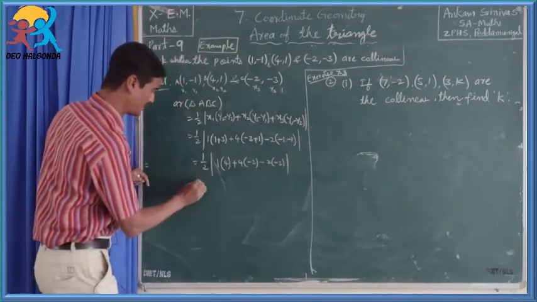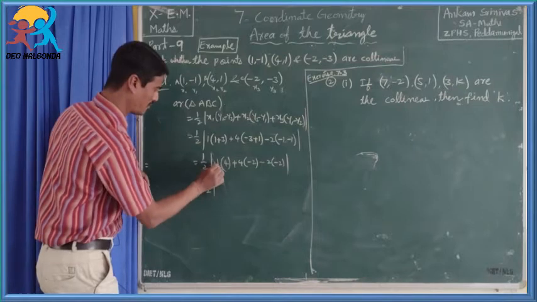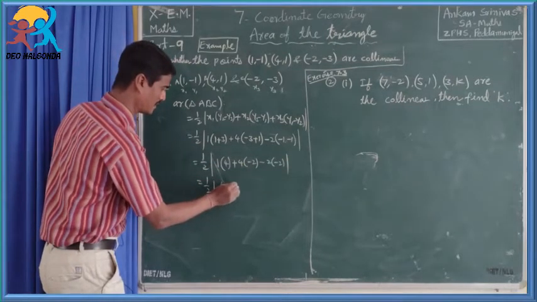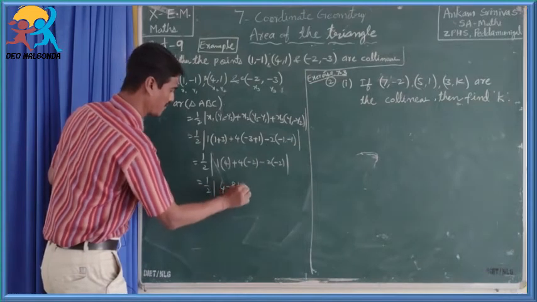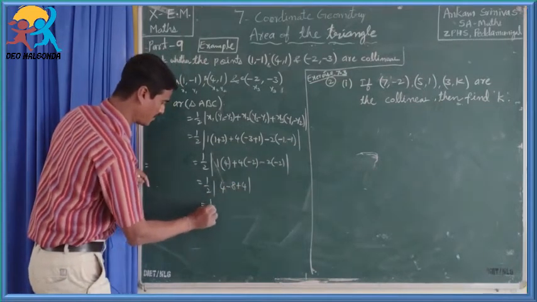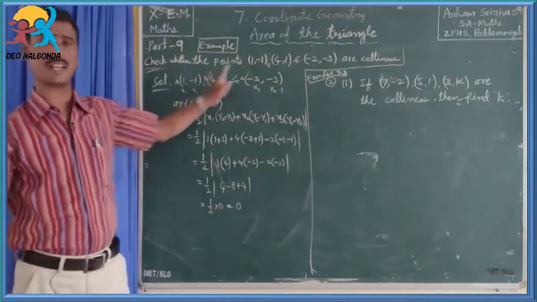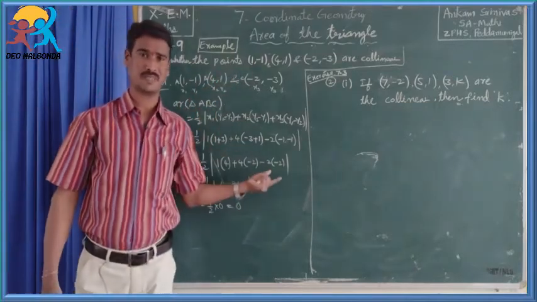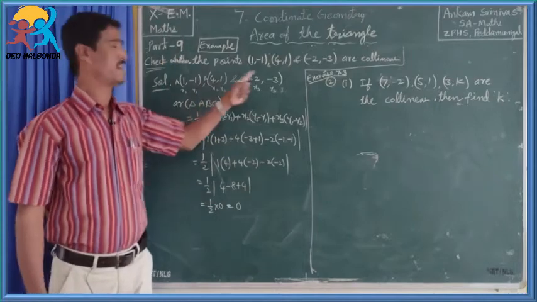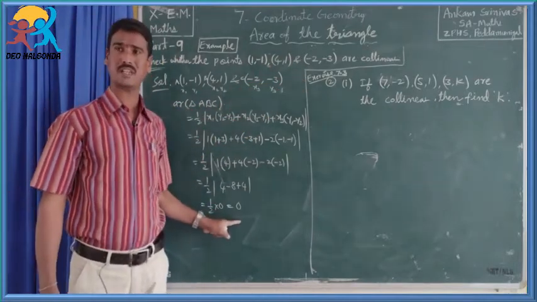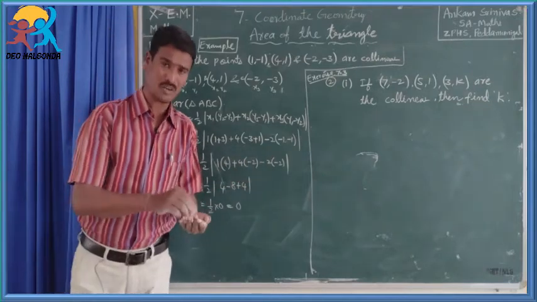Then here we will get 4 ones are 4, minus 8 minus of minus, plus 4. Then here we will get 1 by 2 into 0. So 0. What is the area of the triangle? 0. That means the given points are collinear. So if the area of the triangle becomes 0, then the given points become collinear.